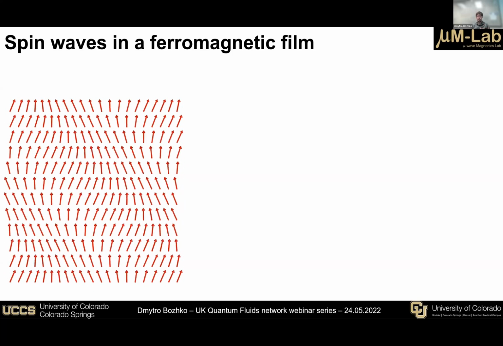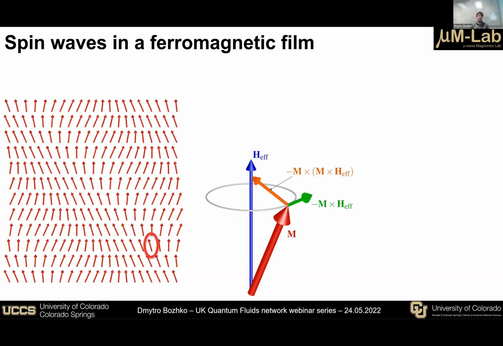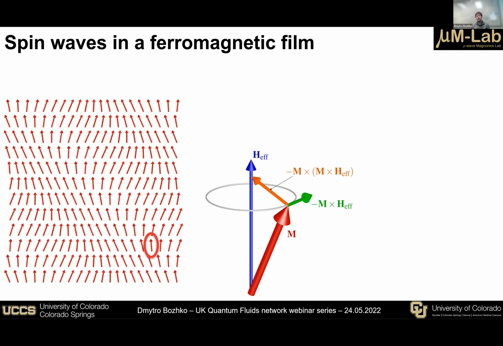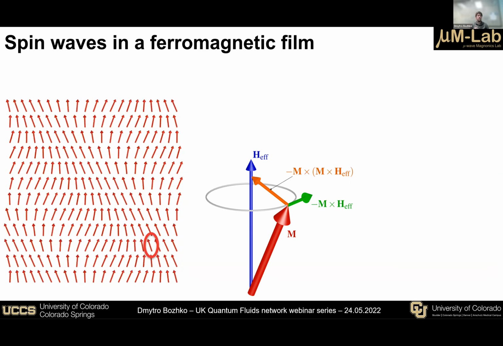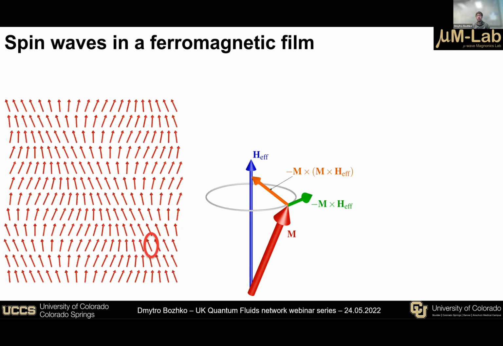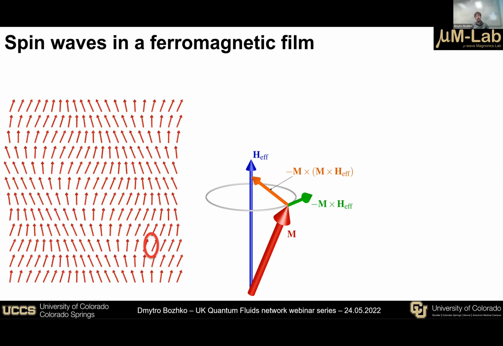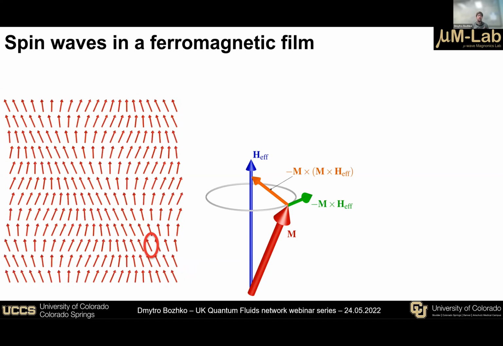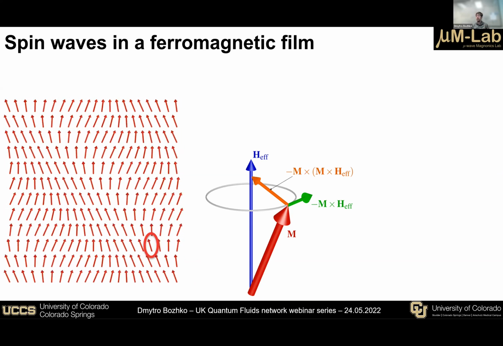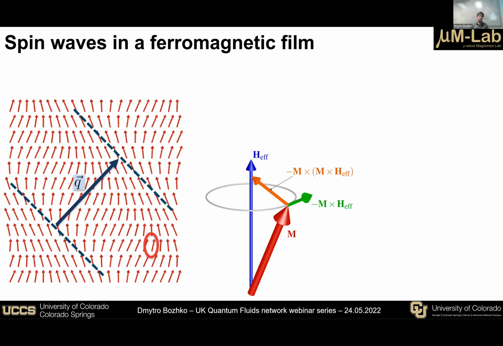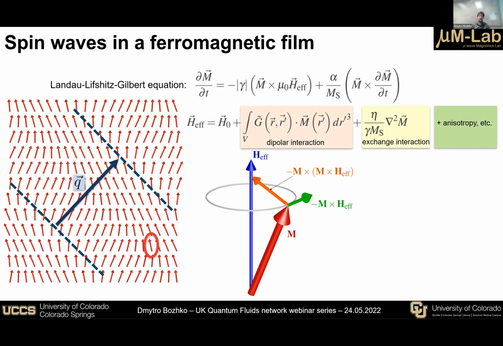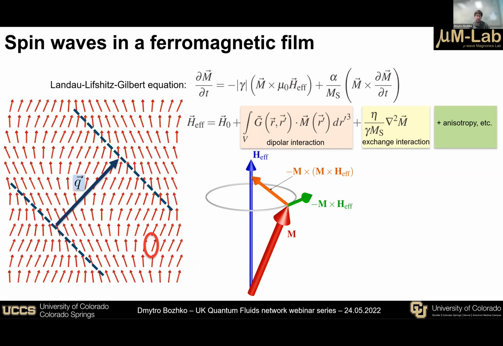But if you take just one moment and tilt it from its equilibrium orientation, it starts to precess around the equilibrium direction of magnetization. In addition to that, it also interacts with others via exchange and dipolar interactions. That produces a wave, which is called a spin wave. For that wave, we can obviously define the wave vector. The properties of these waves are described by the well-known Landau-Lifshitz-Gilbert equation.